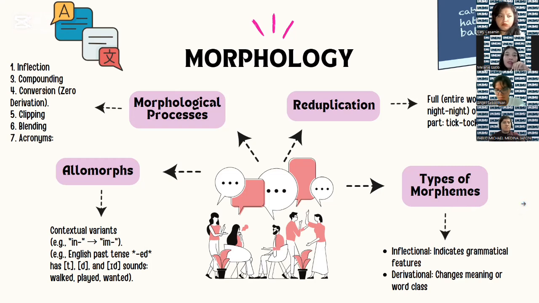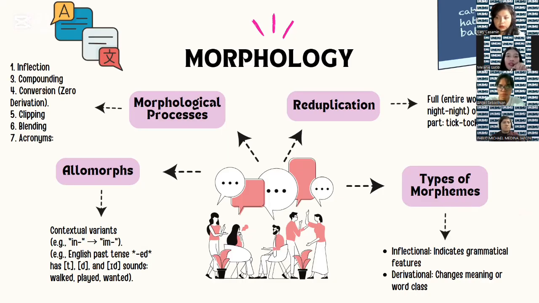Agglutinative languages have morphemes strung together like beads, each with a single grammatical function. Boundaries between morphemes are clear. The word evlerimden is a Turkish word. Ev, meaning house. Ler is a plural. Im, meaning my, and den, meaning of or from. And the word evlerimden means from my houses or from my homes.